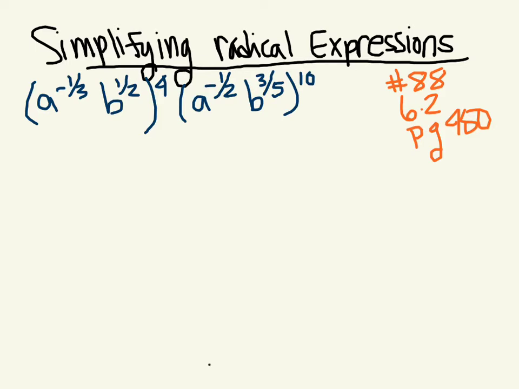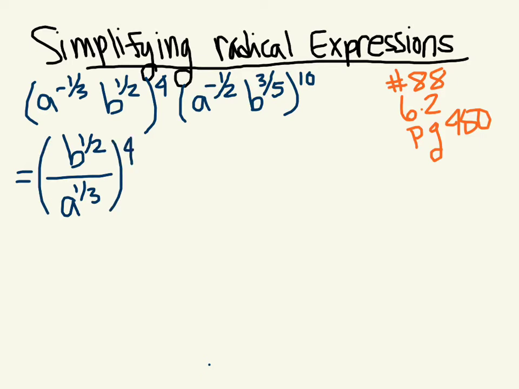In order to do that, the a to the negative thirds is going to come into the denominator and become positive 1/3. In the numerator, I still have b to the 1/2 because it's already positive. But all of this is raised to the power of 4. Doing the same thing with the next one, the a to the negative 1/2 becomes a to the positive 1/2 in the denominator, and the b to the 3/5 actually still stays in the numerator.